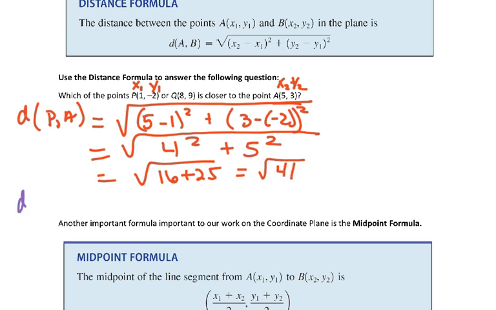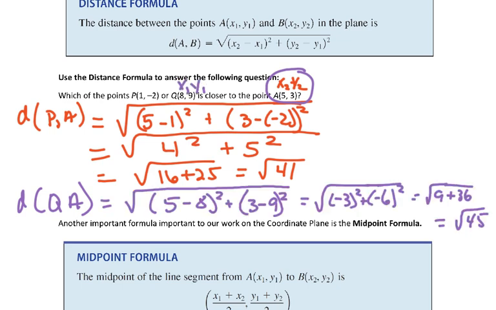So now let's find the distance between Q and A. Our A, our x2, y2, will stay the same, but I'm going to erase above my P and change Q to become x1 and y1. If we fill in the formula, we'll get (5 minus 8) all squared plus (3 minus 9) all squared under our square root, and ultimately that gives us the square root of 45.